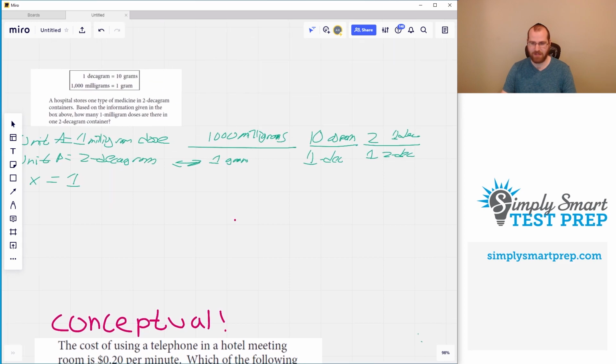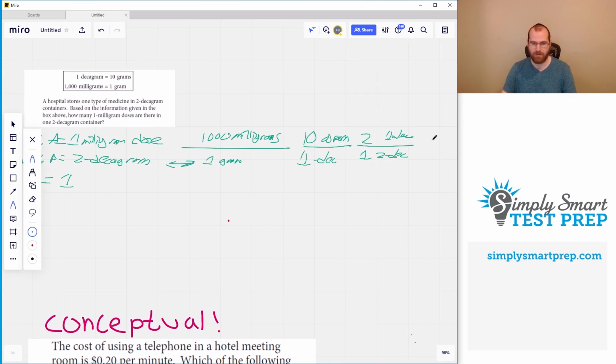And then our final step, just to write it out, although you don't really need to do this on the test, is 1 2 decagram dose. This is the x, so this will cancel, these will cancel, the grams will cancel, and I end up with 1,000 times 10 times 2, that's 20,000. And the unit, only remaining unit, the last survivor, is going to be milligrams. And that is my answer.